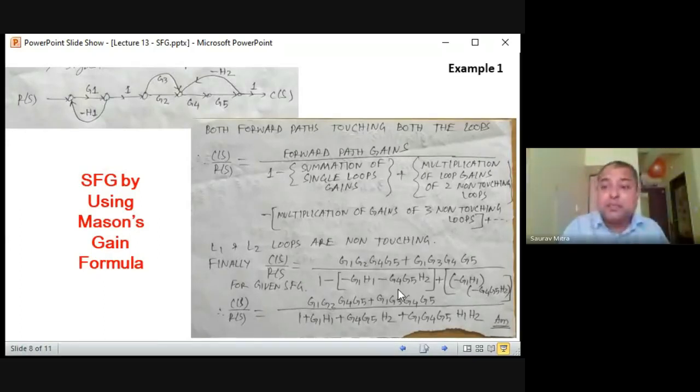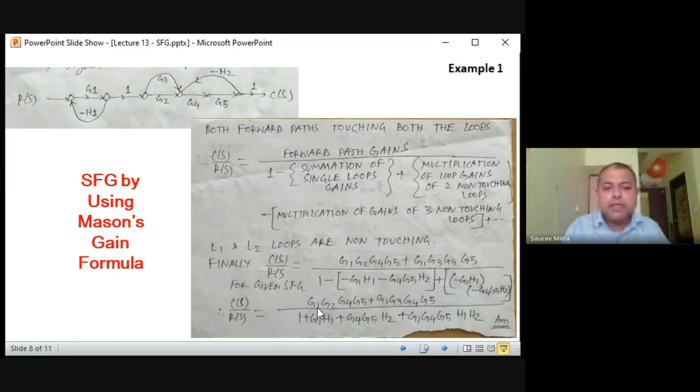But if the system is more complex like this, and we find that these two loops are non-touching, in that case, plus multiplication. So it is written here, plus multiplication of loop gains of two non-touching loops. So what is the first loop? Minus G1H1. And what is the second loop? Minus G4 G5H2. Their multiplication.